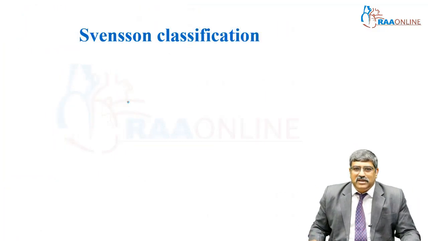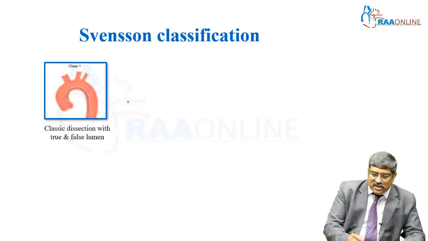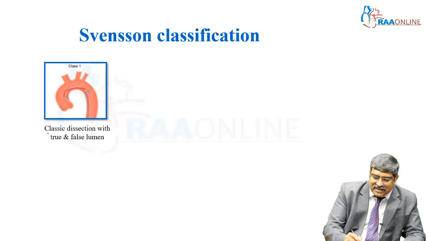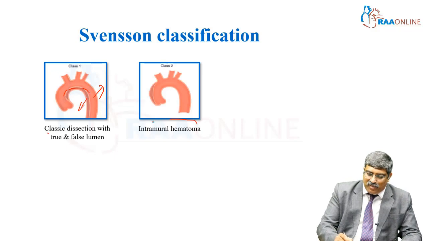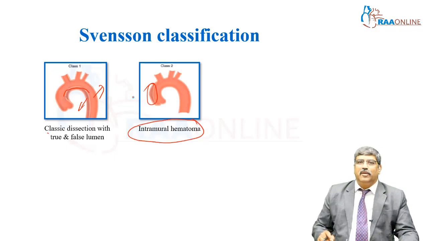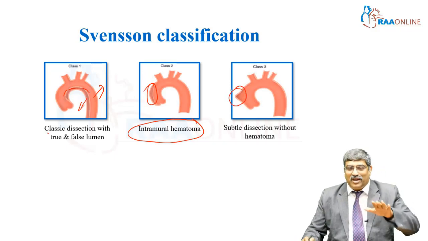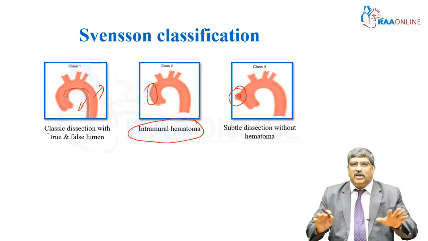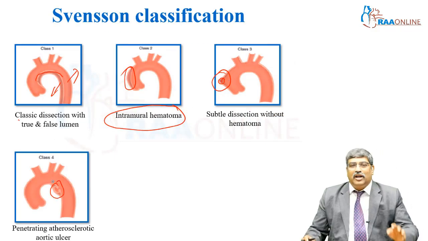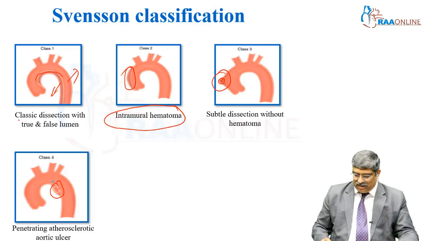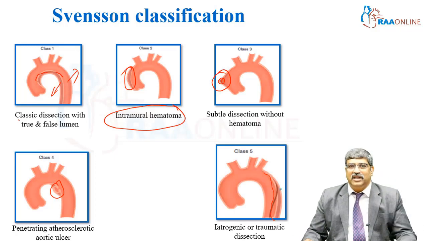Now coming to Stevenson's classification, here you have 5 classes. Class 1 is nothing but a classic dissection with true and false lumen. Class 2 is intramural hematoma. Here you can see the intramural hematoma. Class 3 is a subtle dissection without hematoma. A small dissection is seen without a hematoma. That is class 3. And class 4 is penetrating atherosclerotic aortic ulcer. And finally, class 5 is a traumatic or iatrogenic dissection.